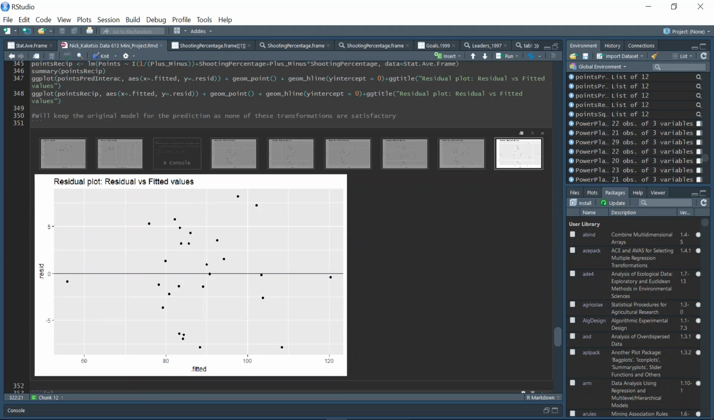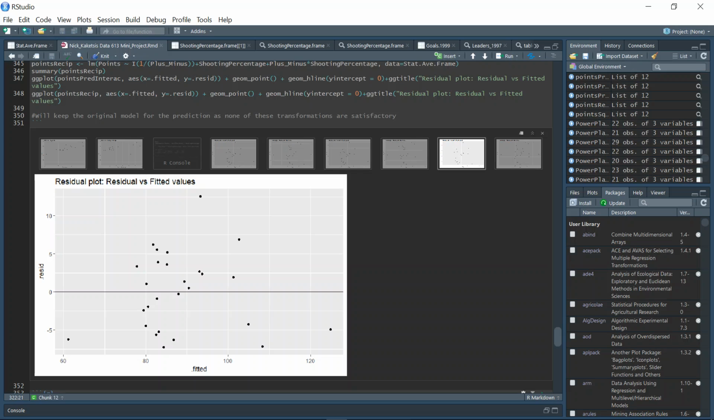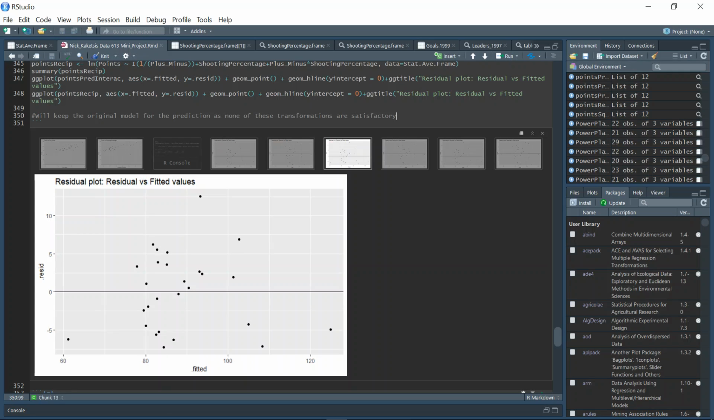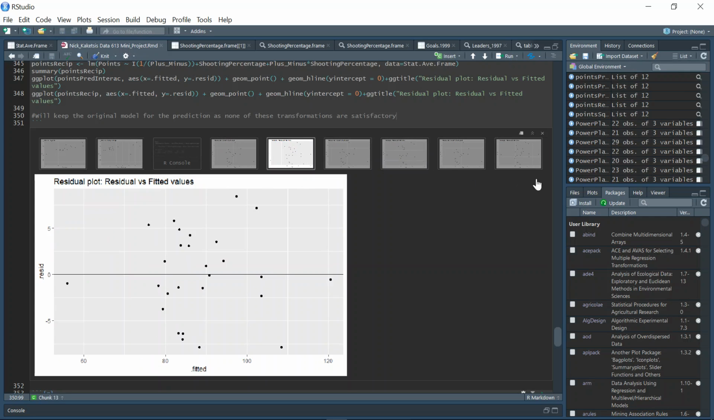I'm not going to run this because it will take a little while. It didn't really do much to change. It didn't improve our assumptions by much, so I just left it as it was. However, you guys can run my model and see, and maybe you guys believe differently. Again, this is really up to interpretation.